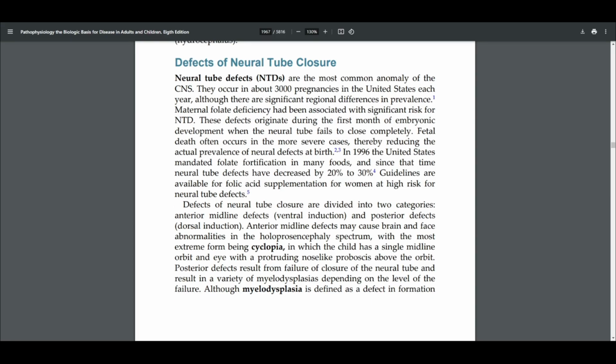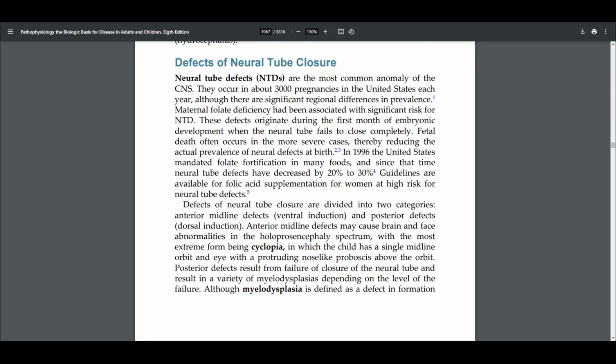Defects of neural tube closure. Neural tube closure or neural tube defects are the most common anomaly of the CNS. They occur in about 3,000 pregnancies in the US each year, although there are significant regional differences in prevalence.